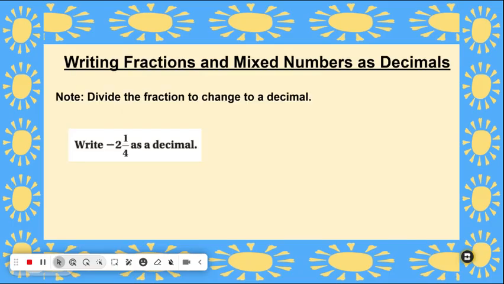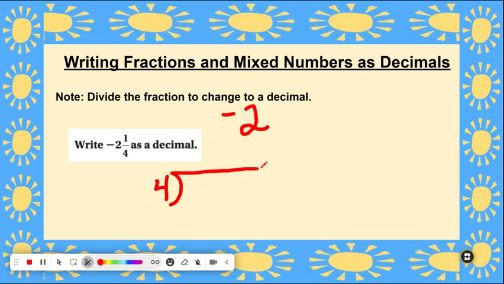So how do we write fractions and mixed numbers as decimals? We divide. So if we had negative 2 and 1/4, we're going to focus on the fraction. Negative 2 is going to stay. That's the whole number. 1/4 is the fraction. So negative 2 is the integer and 1/4 is the fraction. So I am going to divide, it's 1 divided by 4. So the 1 is being divided.